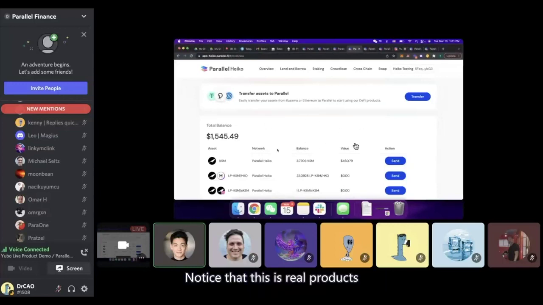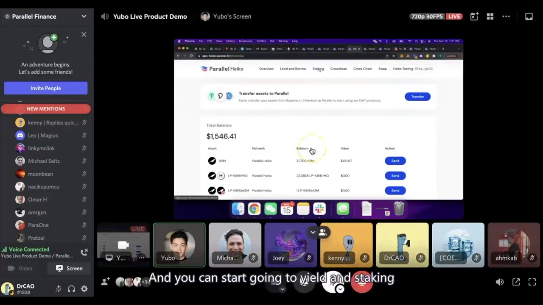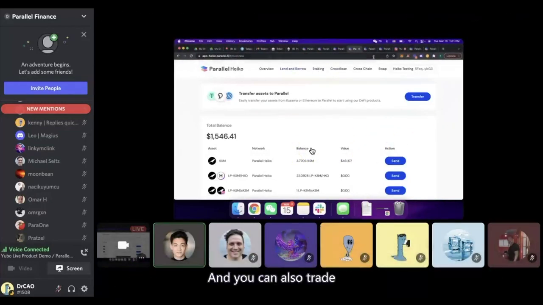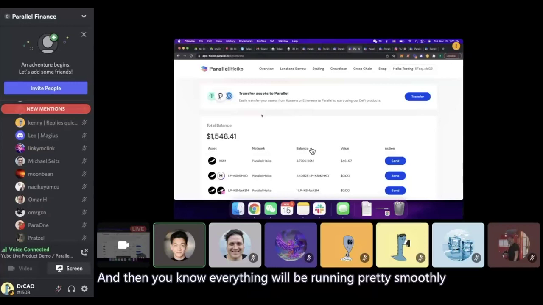Notice that this is real products. You can come in and come out, and you can start to earn yields through staking, lending, borrowing and stuff. And you can also trade, but this is not fully launched. We're just sort of releasing it, and it's still in a beta period. And then I think after a little bit of time, everything will be running pretty smooth.